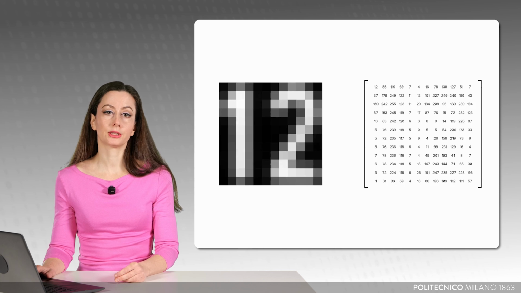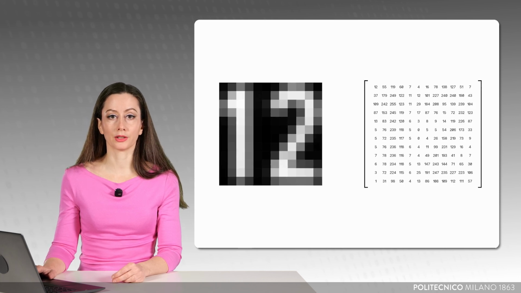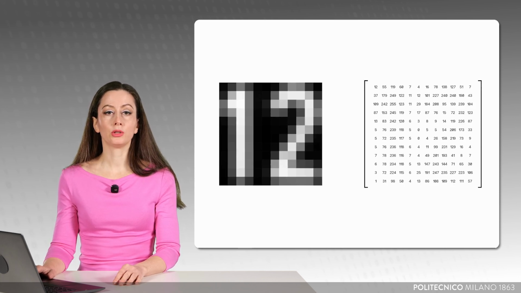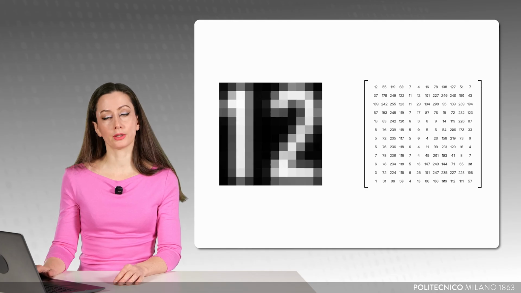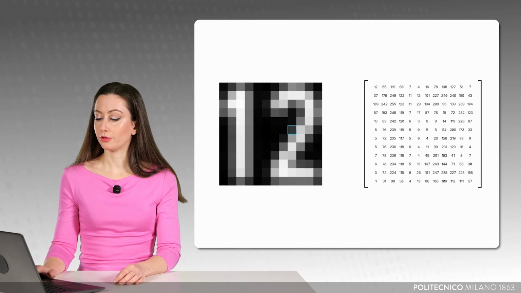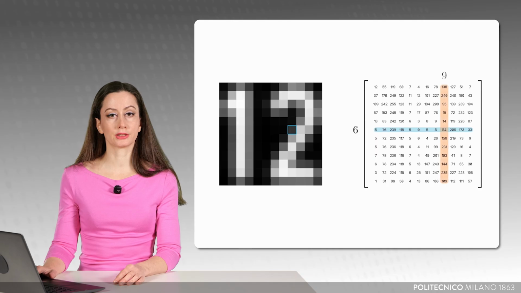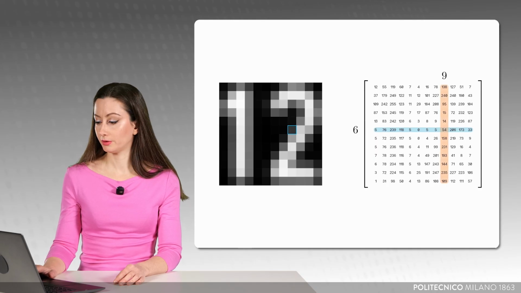At this point, the image can be represented as a matrix. Each entry is the grayscale value of the corresponding pixel, and in particular, each pixel can be uniquely identified by its row and column position. For instance, this pixel is in the 6th row and 9th column.